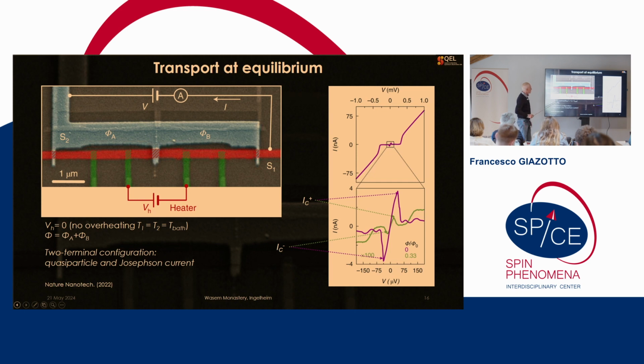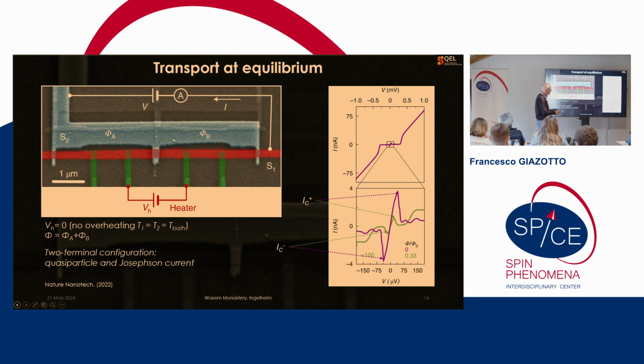So, at equilibrium, what do we have? We have no heating. Everything is at the same temperature, no overheating, so T1 is equal to T2. The total flux is the sum of the two fluxes. Then we just measure in a two-terminal configuration. We voltage bias the junction and measure the current flowing in the system, with no heating at the beginning.